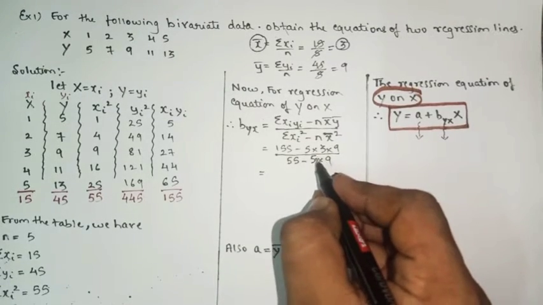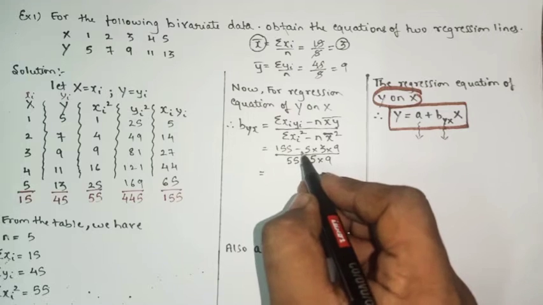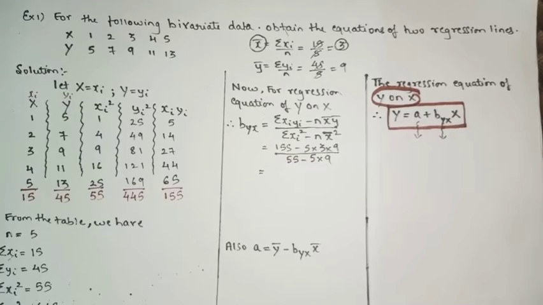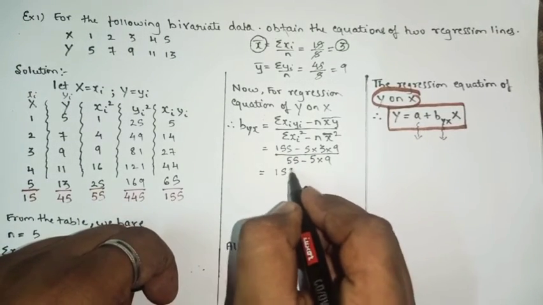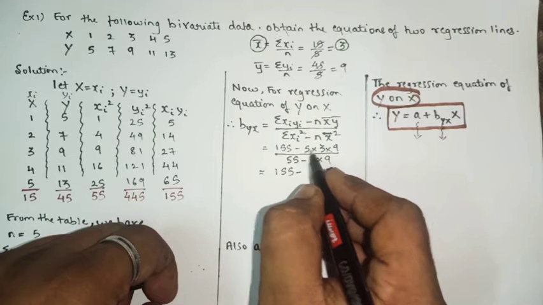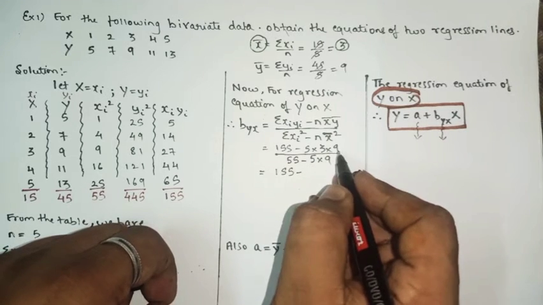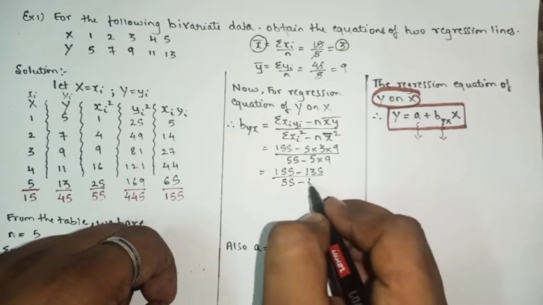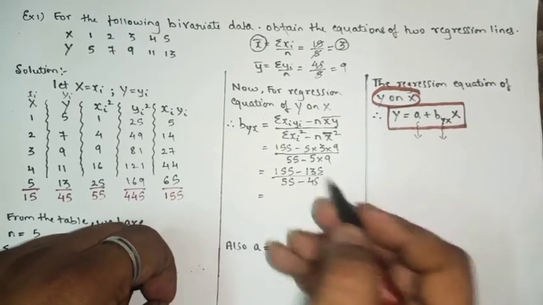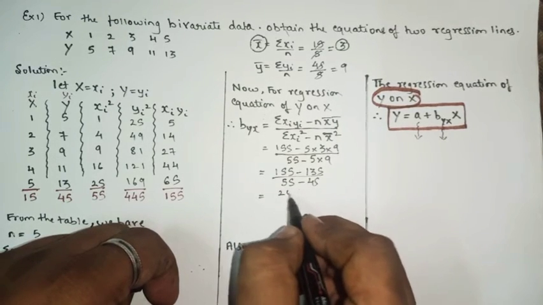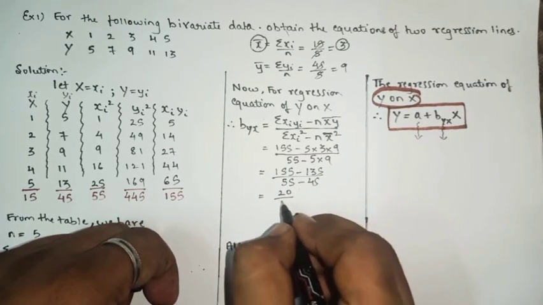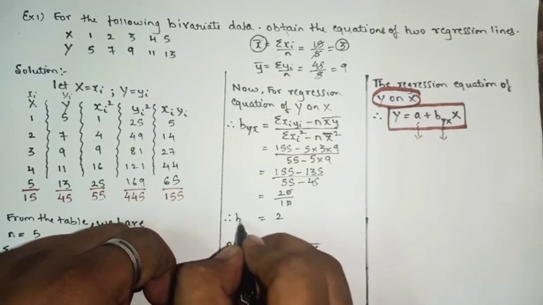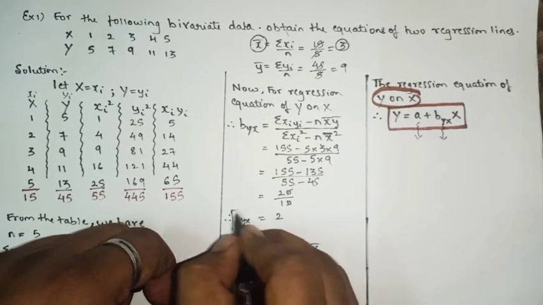Remember this, we cannot cancel this 5 and 5, 9 and 9, because here the main connection is minus. So we cannot cancel the 5 and 9. Remember, okay? So we'll multiply this part. We'll keep this 155 the same. 5 into 3 is 15, and 15 nines are 135. We'll keep this 55 the same. 5 nines are 45. 155 minus 135 is 20. 55 minus 45 is 10. When you solve this part you will get 2. So here we got byx as 2.